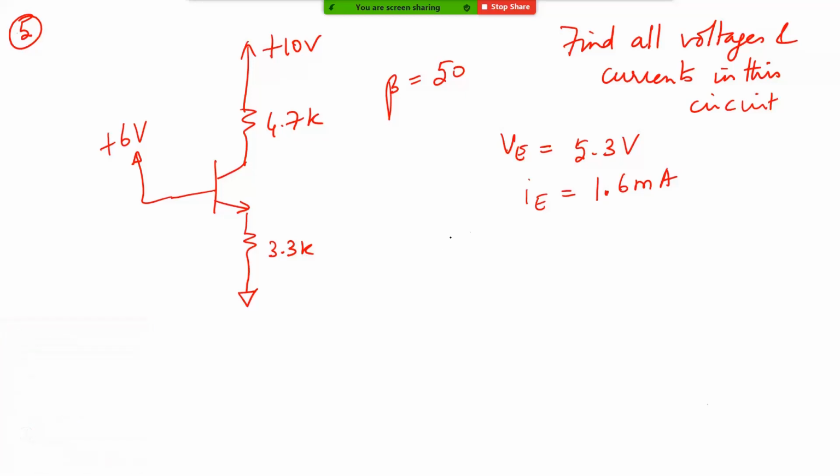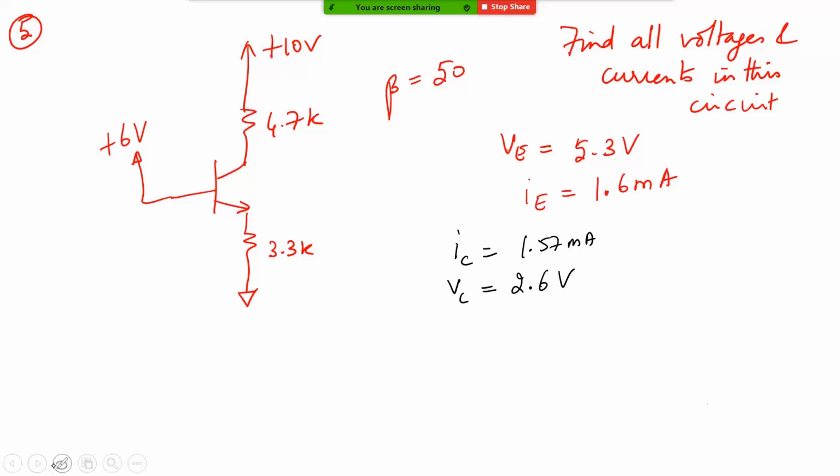Let's look at the twist part. What is IC? 1.77 milliamp. Okay, what is VC? 2.6 volt. Okay, so now you look at this value.